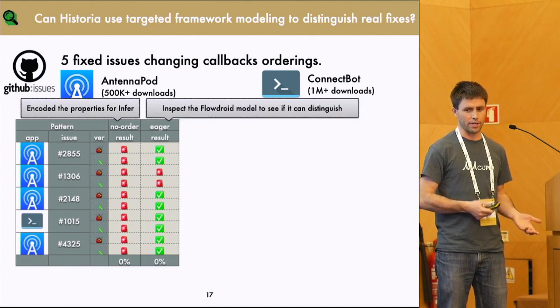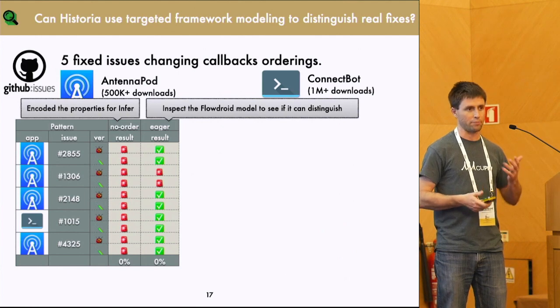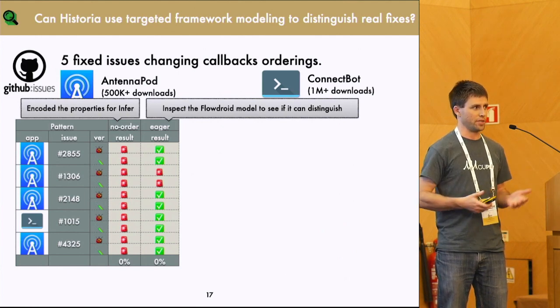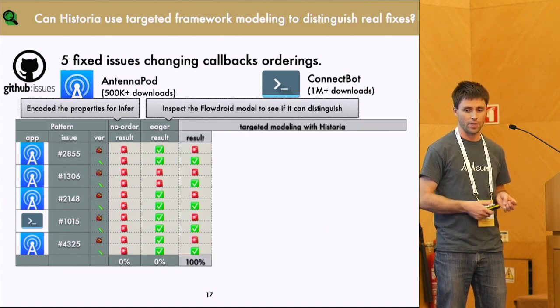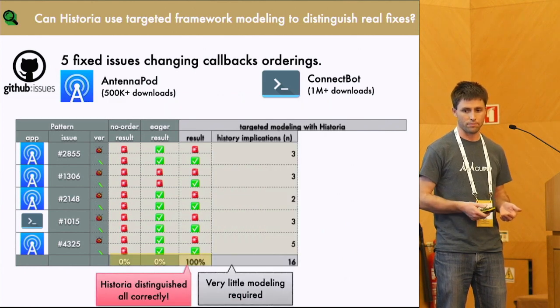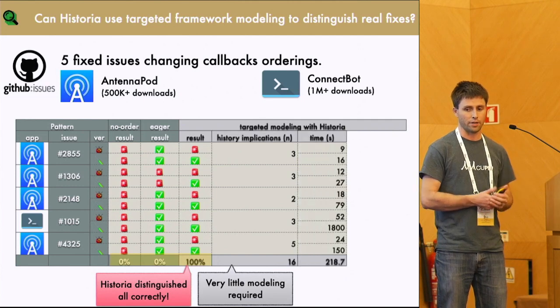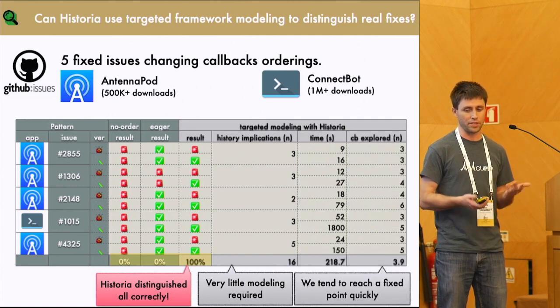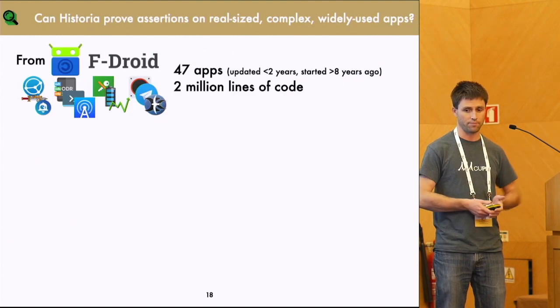Then we have the approach of trying to model everything up front. And as you can expect, this is also not great. We find more cases where this proves the buggy versions, so it's unsound. And then Historia, our tool, with targeted modeling, we're able to distinguish all of these. And we find that the number of history implications that I showed earlier, we don't have to write that many. And also, it tends to reach that fixed point I was talking about rather quickly.